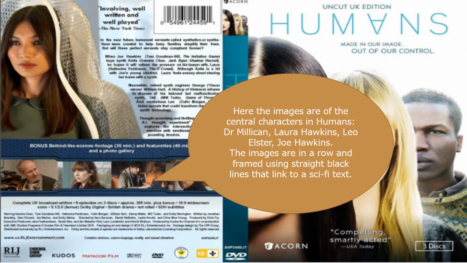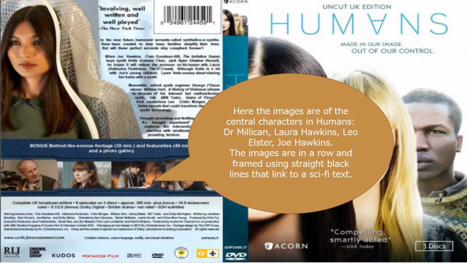Well, first up, here is the DVD cover in full from Humans that we've looked at in previous videos, and as you can see on the left hand side just below centre we have our thumbnail images. They're approximately 2 centimeters by 4 centimeters at most, all approximately the same size, and in this case linked to the central characters of the series. We have Dr. Millikan, Laura Hawkins, Leo Elster, Joe Hawkins.